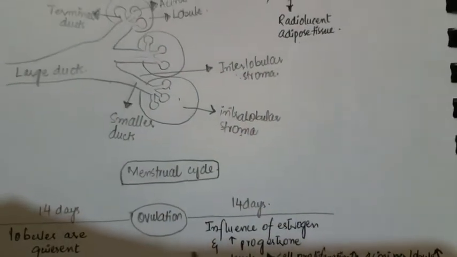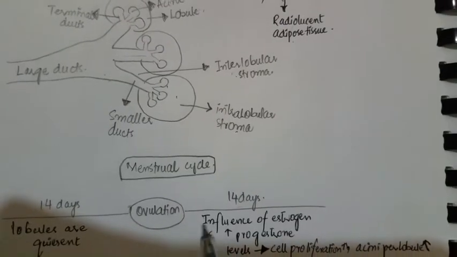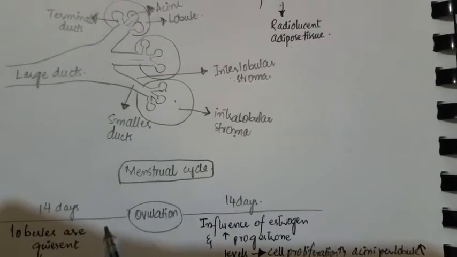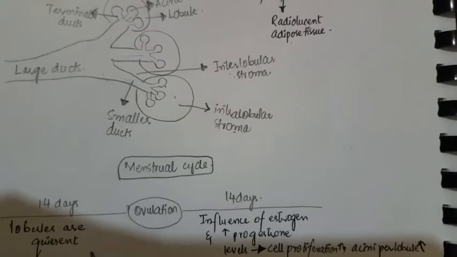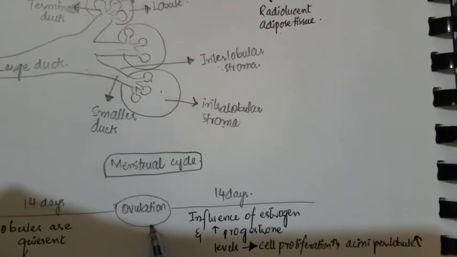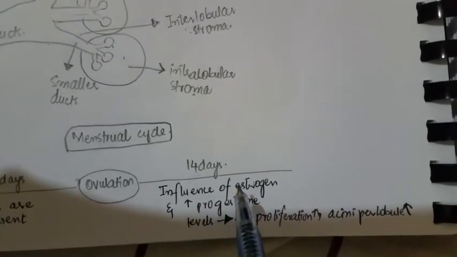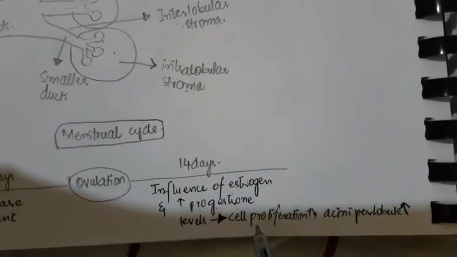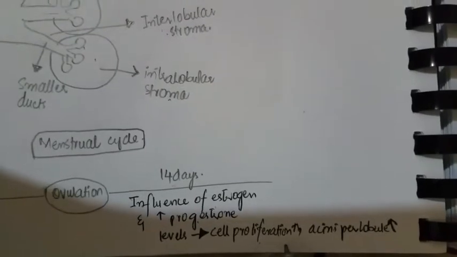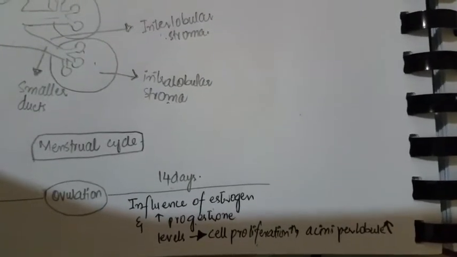If I talk about the menstrual cycle, before ovulation, the lobules are quiescent, meaning they are not increasing in size, but after ovulation, because of the influence of estrogen and progesterone, cells start to proliferate and the acini per lobule start to increase.